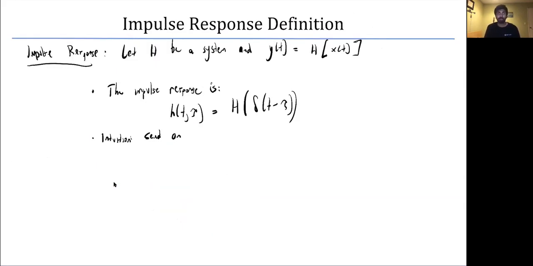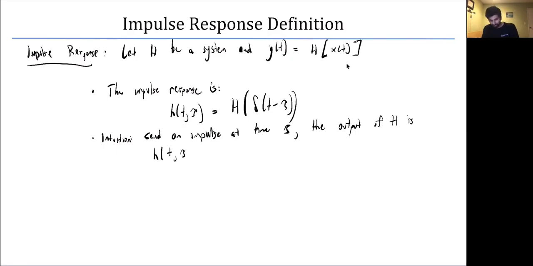Here, we are just going through the definition of impulse response. Let h be a system and y of t equals h of x of t. So the impulse response is h of t comma tau equals capital H of the delta. So the intuition here is to send an impulse at time tau, and the output of h is then h of t comma tau.